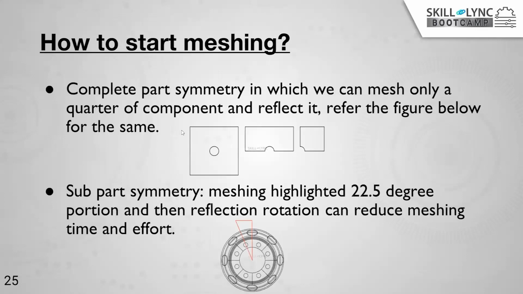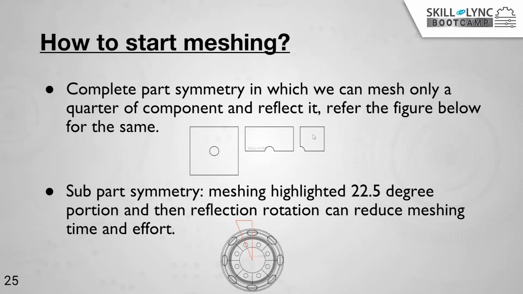So symmetry check means what? Suppose there is a complete model. First of all, you need to see if you actually need to mesh the complete model or not. Just take an example of this rectangle shape with the hole. Even if you take the quarter shape, it is a quarter symmetric model, right?